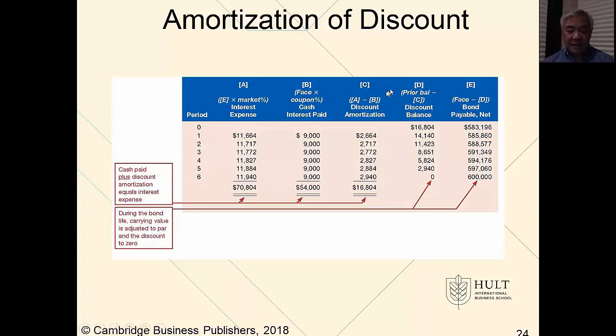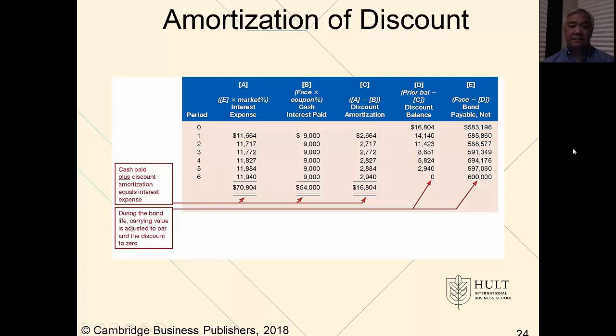So at the end of the full 5-year period, we have a total interest expense of 70 million or 70,000, stay with the units. The amount we paid in cash was 54, and the little extra between the 70 and 54 is the amount of interest we amortize, which was effectively the extra interest we had to pay to get the bondholders to buy our bond.